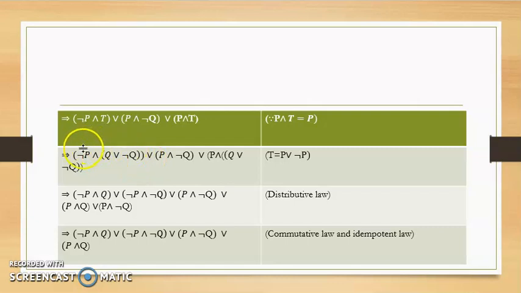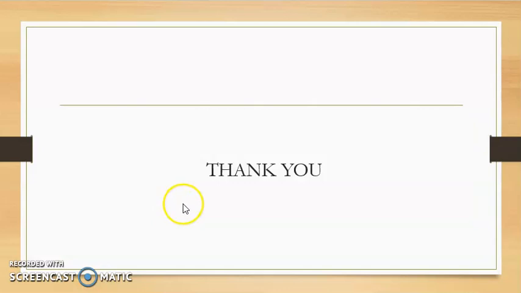Now, I can apply the distributive law here. So if I split this part, not P and Q or not P and not Q. And here P and P, or P. Here also I can apply the distributive formula. So here P and Q or P and not Q. So totally we have 5 terms with the help of the distributive law.